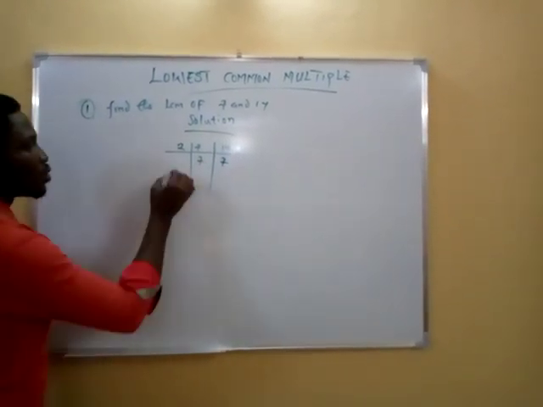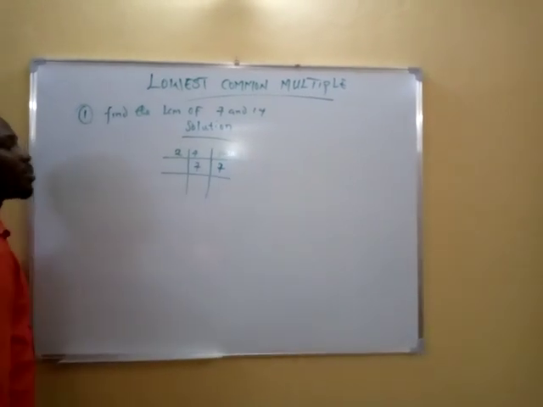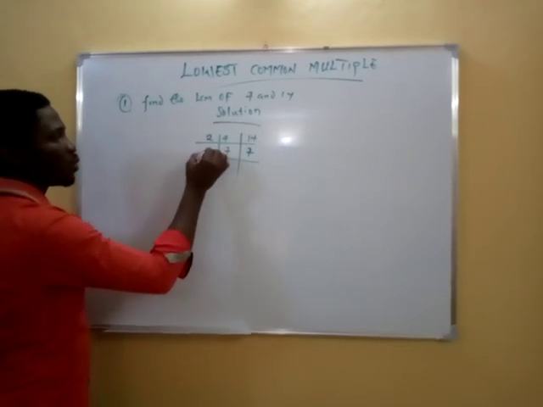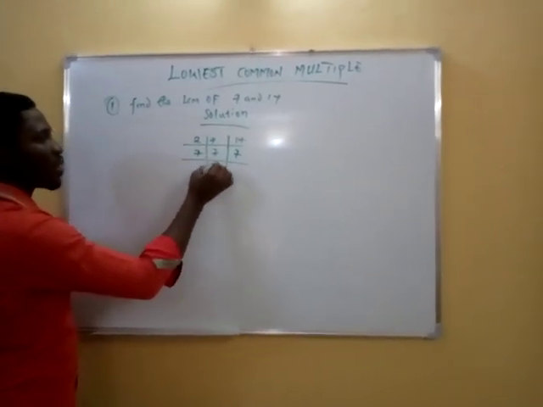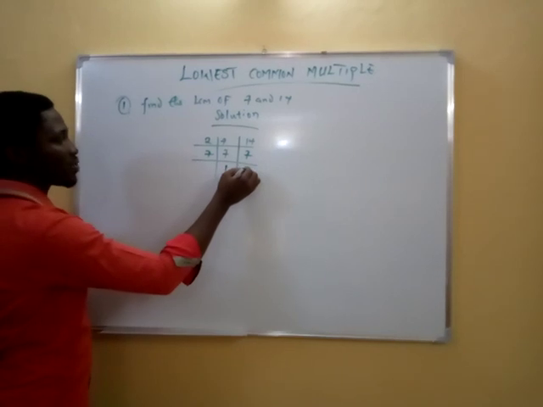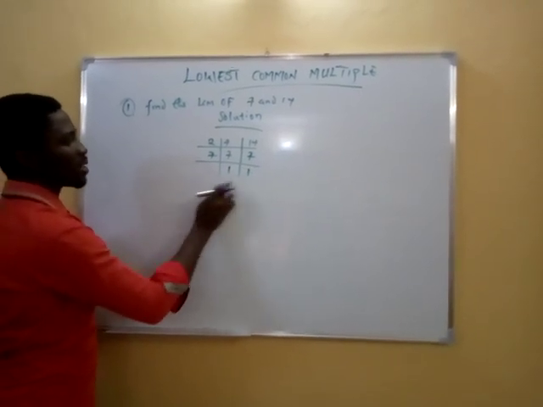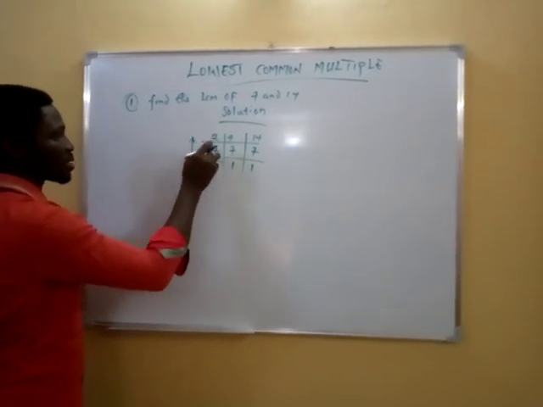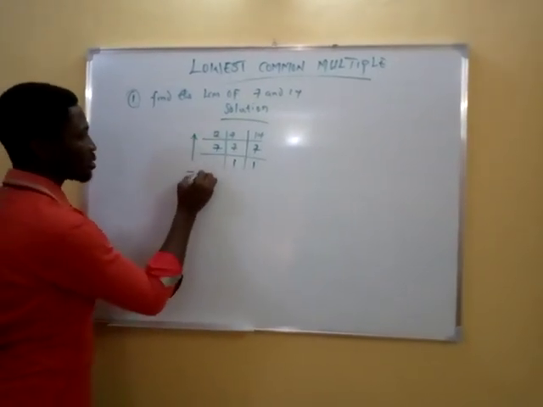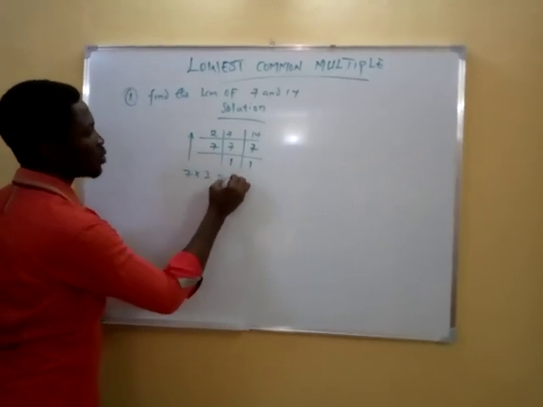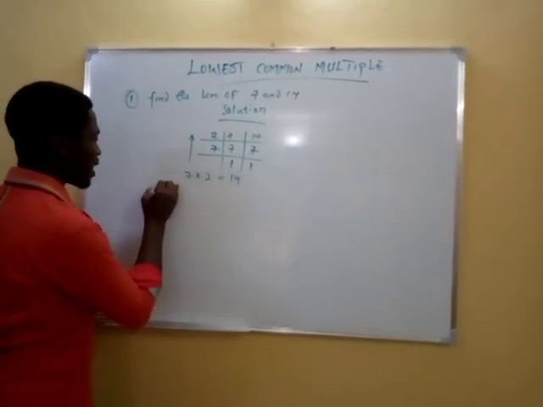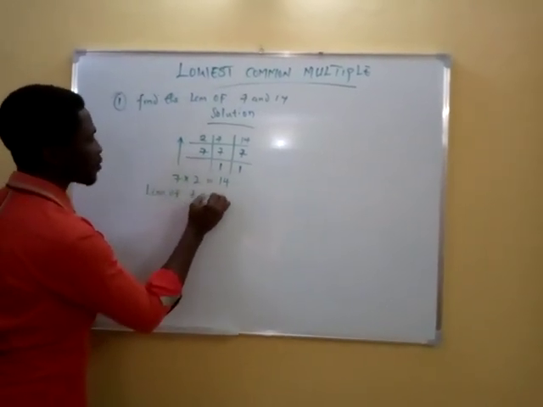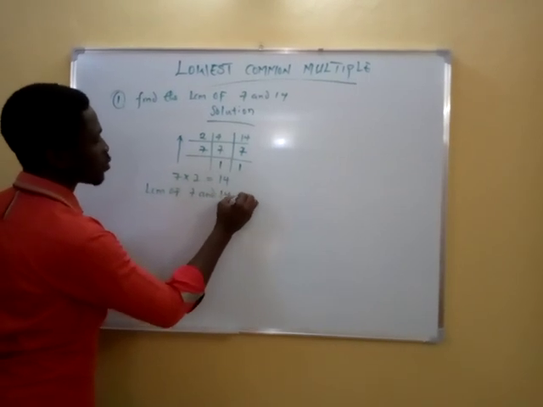Okay? Now, you rule and look for the lowest number that can divide these two numbers without a remainder again. So you have no other number but 7. 7 divided by 7 is 1 without a remainder. So what you do next is you multiply these numbers upward. So you have 7 times 2, which will give you a total of 14. So the LCM of 7 and 14 is equal to 14.